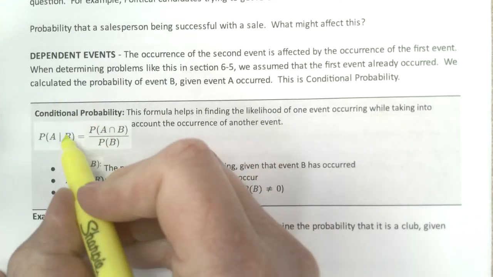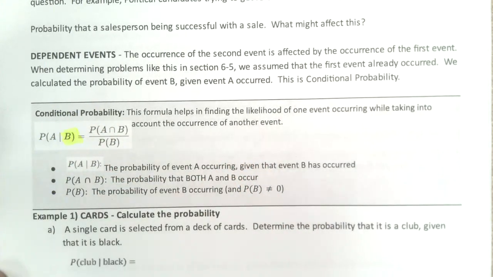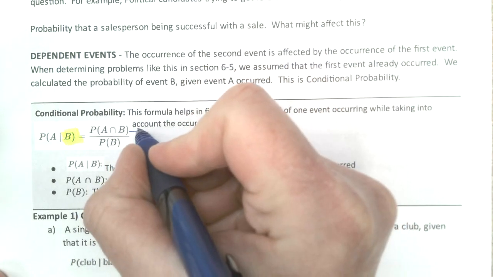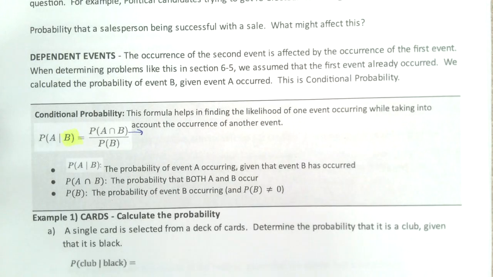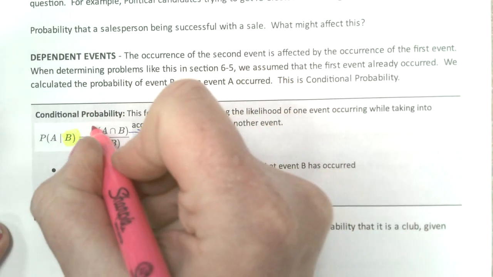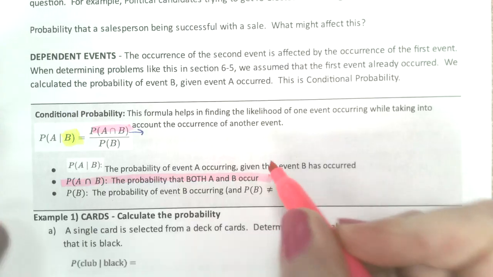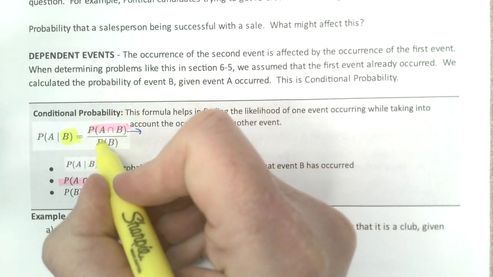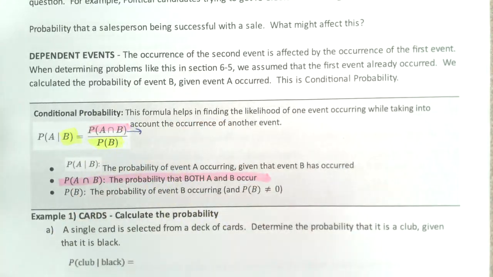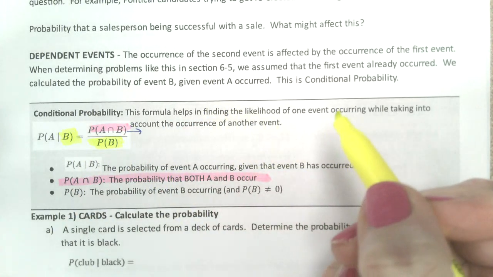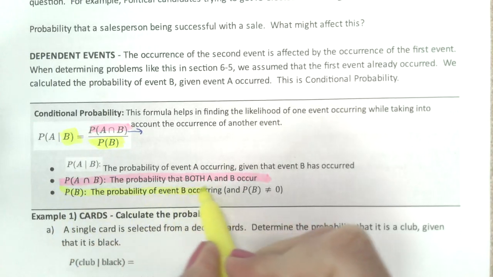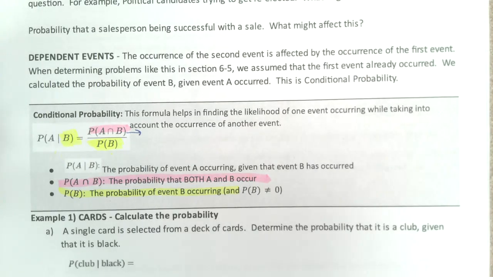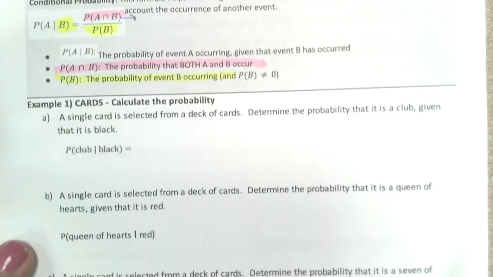So the probability of A given B means the probability of A and B. That intersection is this part right here. It's the probability that both A and B are occurring. And the denominator is the probability that B has occurred. So whatever comes right there, that is always your denominator. So let's try a few of them.